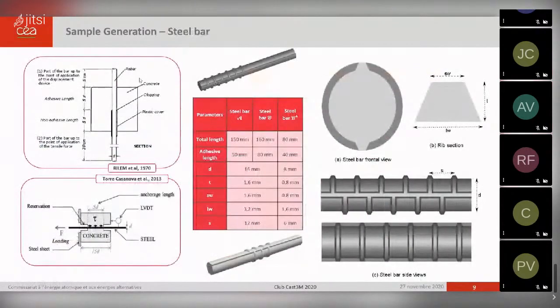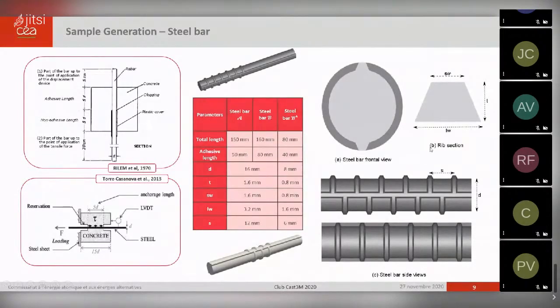The steel bar was modeled based on previous pull-out tests, where the adhesive part of the bar contains ribs, while the non-adhesive part, which is usually covered by a plastic sleeve or surrounded by a gap, is a smooth bar. Different pull-out test shapes were used previously, so we modeled different shapes in order to compare the results with previous experimental results.